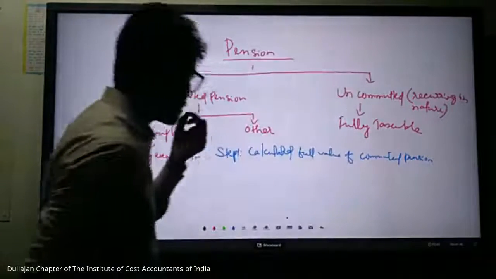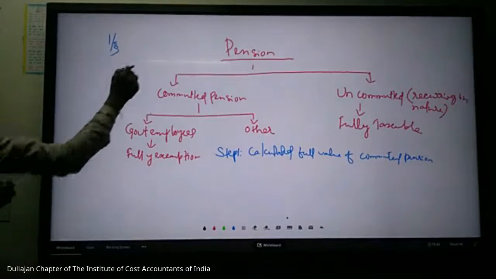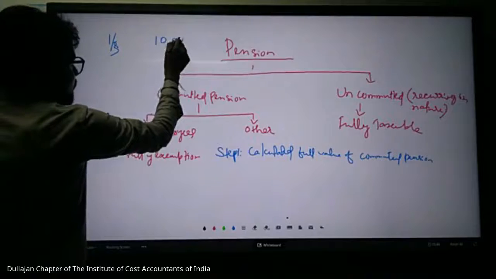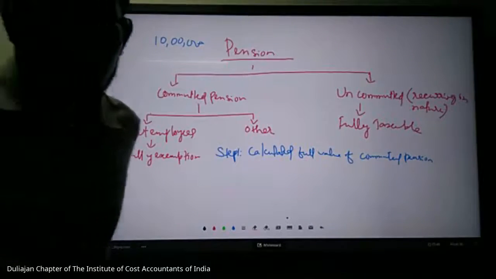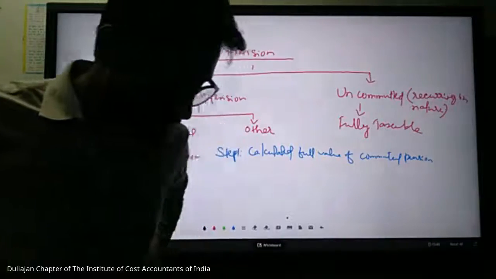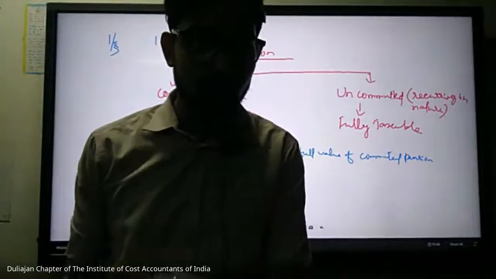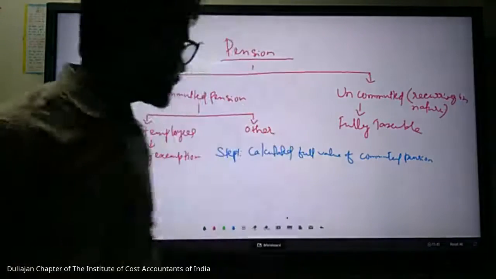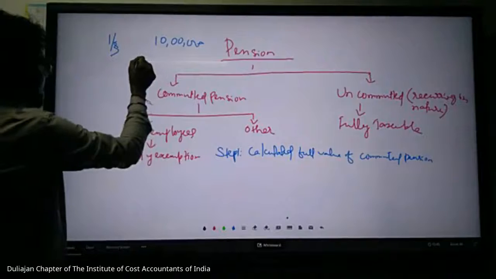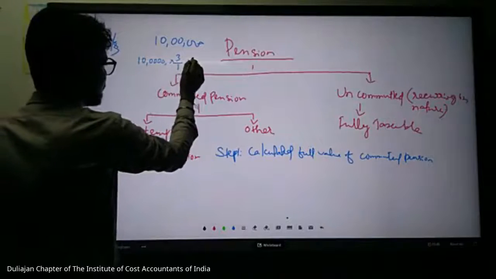ठीक है. मतलब क्वेश्चन में आपको दिया जाएगा दैट द पर्सन हैज कम्यूटेड 1/3 ऑफ द पेंशन अमाउंटिंग टू ₹10 लाख. तो उसका फुल वैल्यू ऑफ कम्यूटेड कितना होगा बताइए मुझे. In the question it is given that the person has commuted 1/3 of his pension amounting to ₹10 lakhs. So what will be the full value of commuted pension? 30 lakhs.